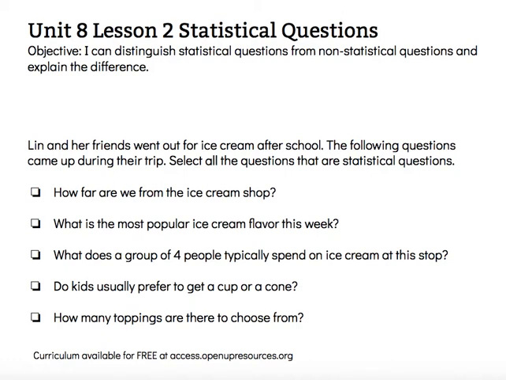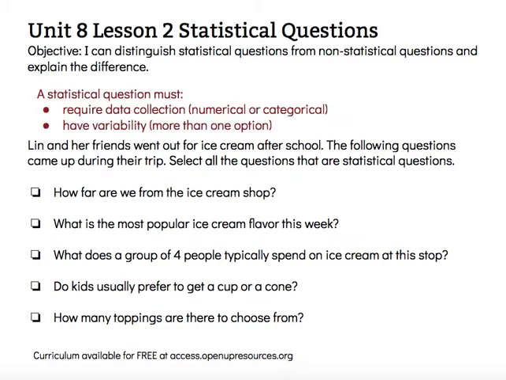We're looking at Unit 8, Lesson 2, Statistical Questions. The objective says, I can distinguish statistical questions from non-statistical questions and explain the difference. Well, first we need to understand what makes a question statistical.